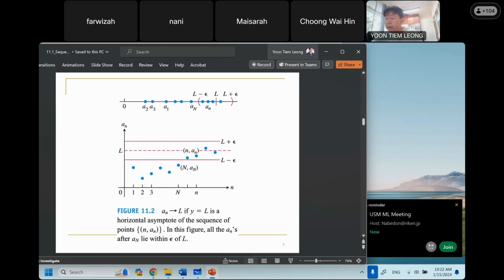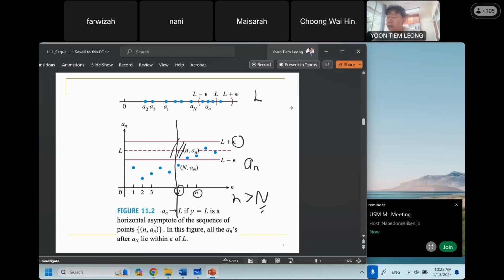That is, it says if the sequence has a limit of L, that must mean that for any value of epsilon that you give, as long as the small n, that is the index n, is larger than the capital N, then the values of the sequence a_n must always be sandwiched between L plus epsilon and L minus epsilon. So there always exists such a value of N for any positive epsilon.